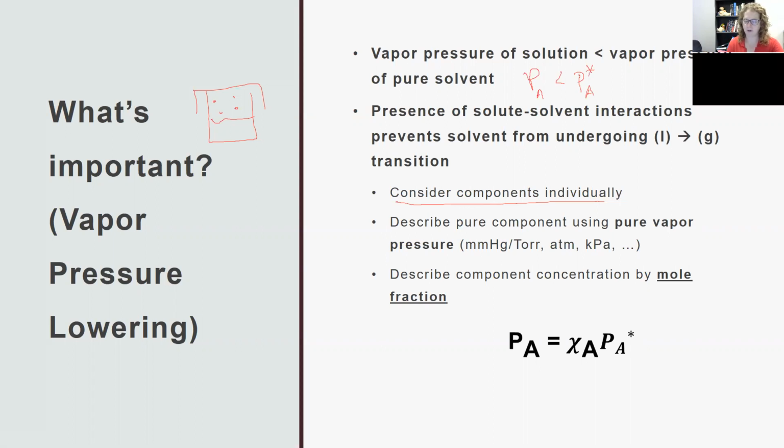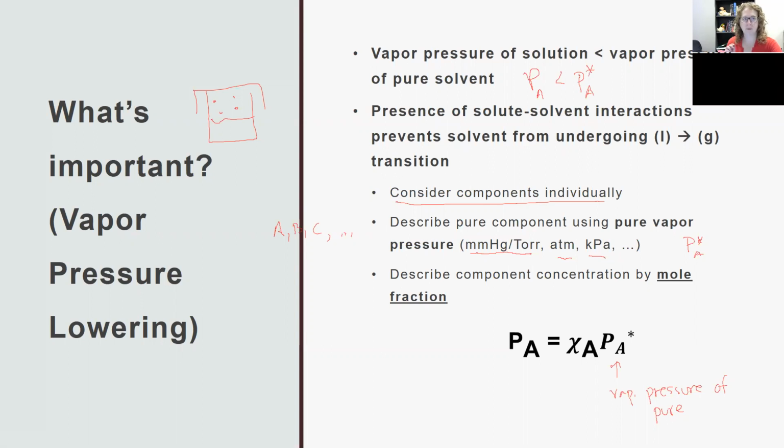And so we describe our pure components, right? Our components are like A, B, C, so just different compounds. We describe them first by their pure vapor pressure, and we call that P star A, right? So this is the vapor pressure of the pure solvent or solute or whatever it is. And those units could be many things: millimeters of mercury and torr, which are the same thing. It could be atmospheres, it could be kilopascals. There's lots of ways to measure vapor pressure. You don't have to know anything except that it just stays the same throughout the calculation.